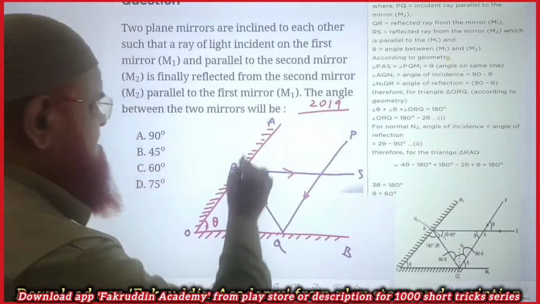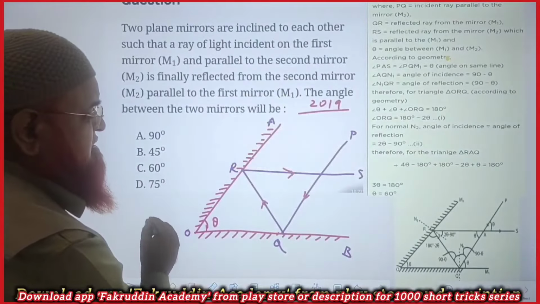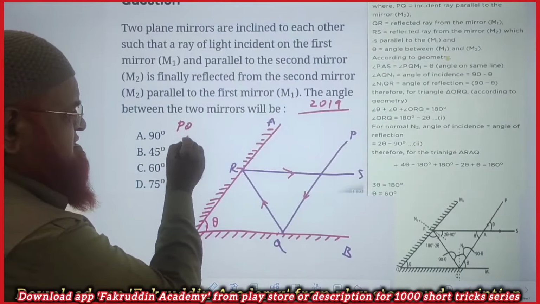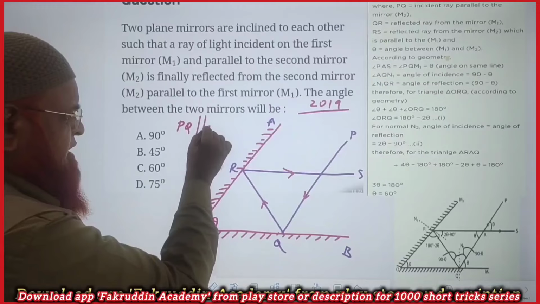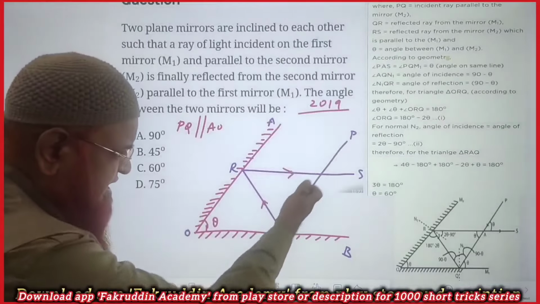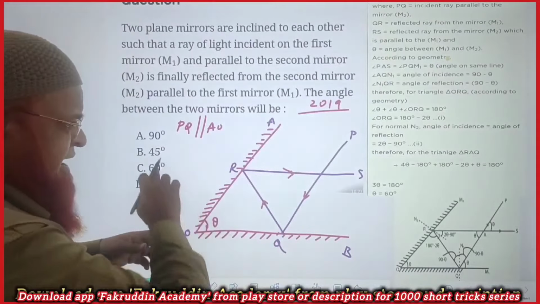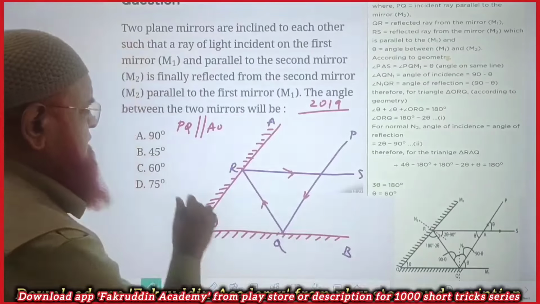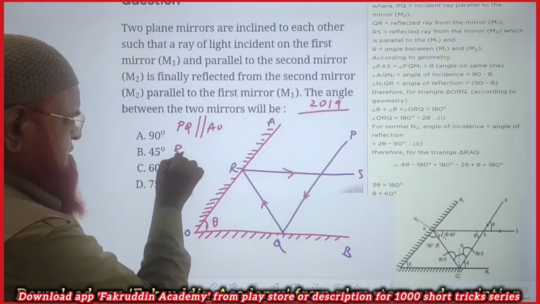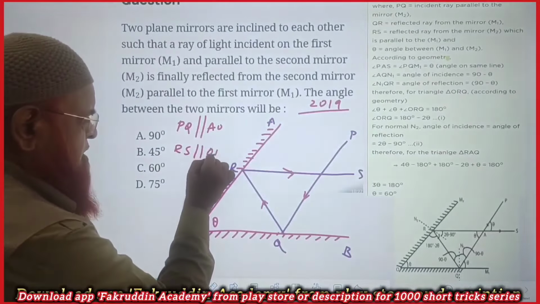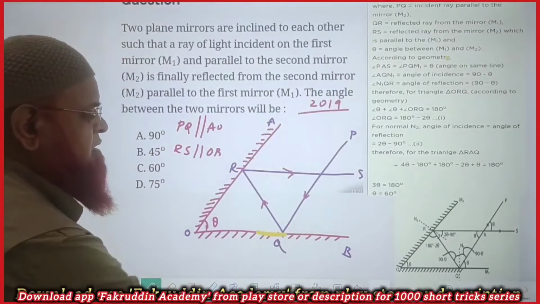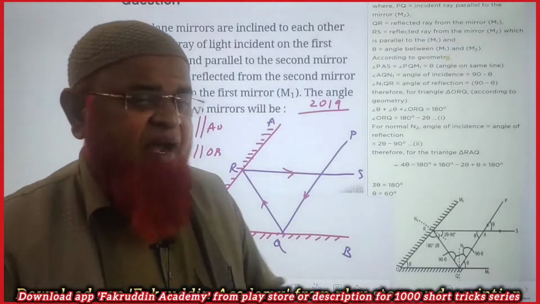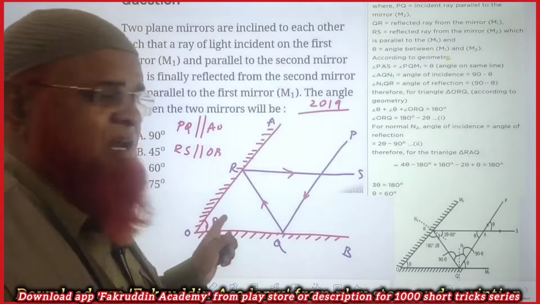But the condition given in the problem is that the light ray enters parallel to the mirror OA, that means it is parallel to AO. This line is parallel to AO and RS is parallel to AB. That means this RS is parallel to OB. These two are parallel, these two are parallel. It is given in the question, and he is asking us to find what the angle is.